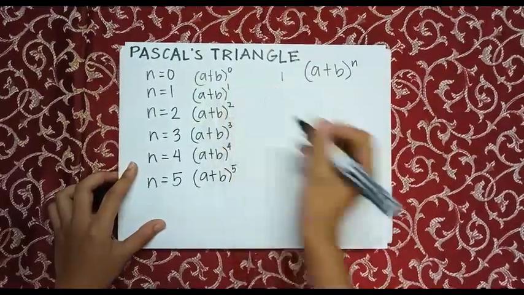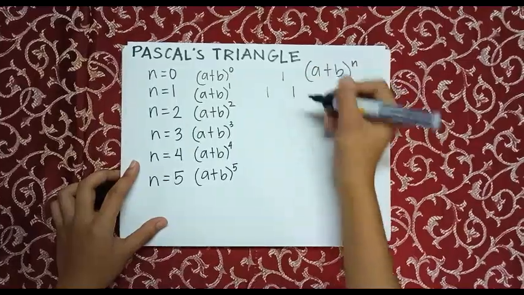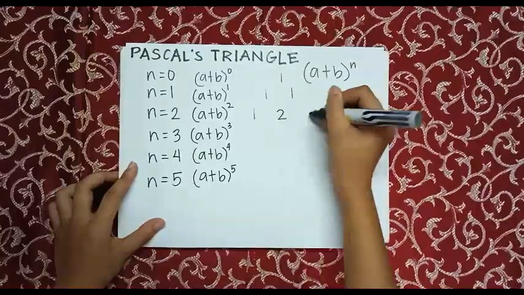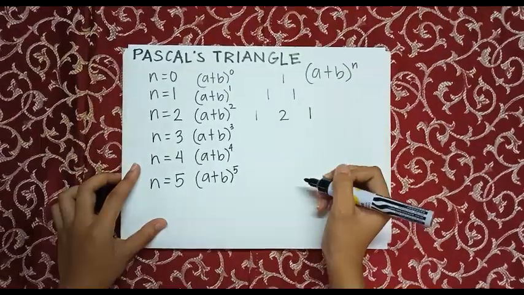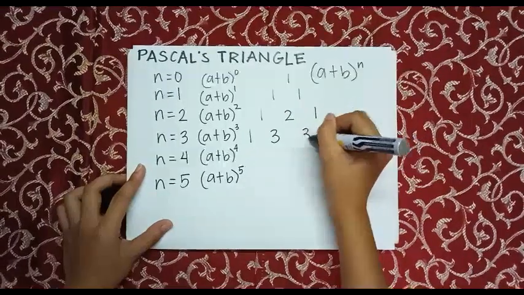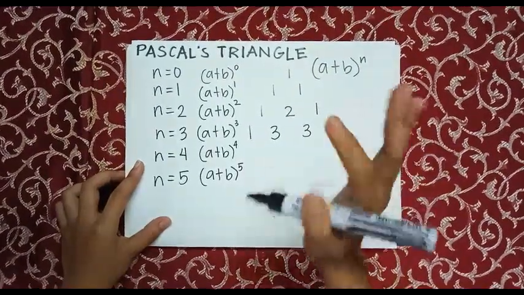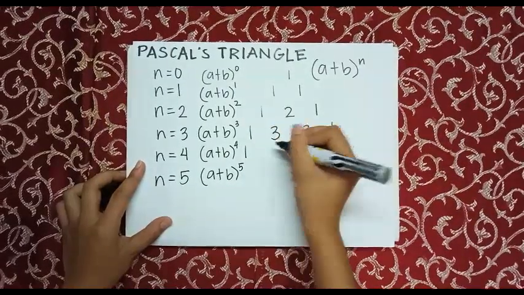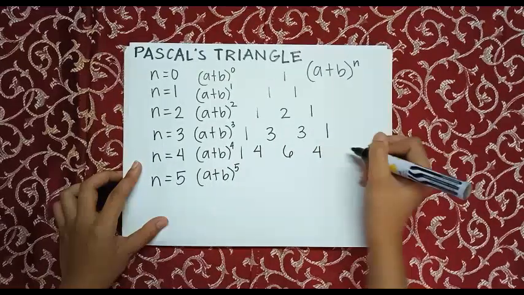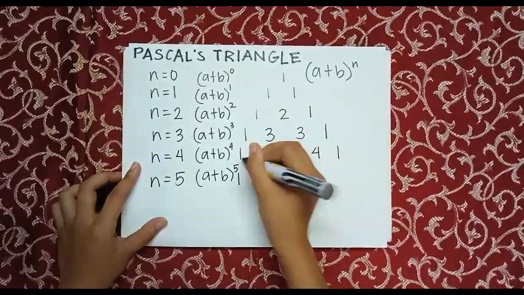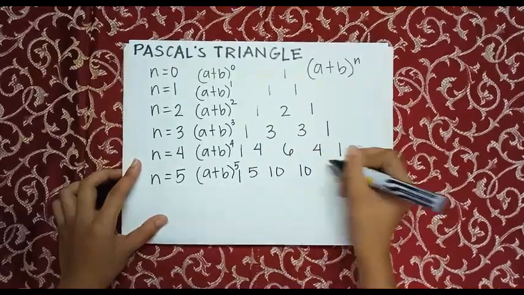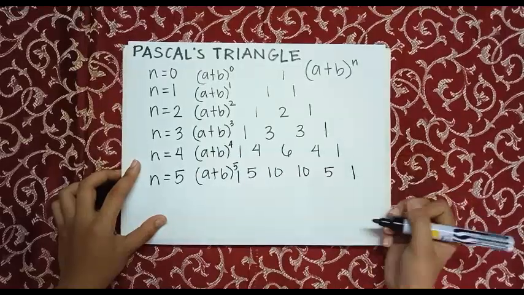So we'll start from 1, and then the succeeding row 1 1. The succeeding row can be obtained by adding elements of the previous row, so we'll have 1 2 1. 1 plus 1 is 2, 1 plus 2 is 3, 2 plus 1 is 3, and then 1. Then 1, 1 plus 3 is equal to 4, 3 plus 3 is 6, 3 plus 1 is 4, and then 1. Next is 1, 1 plus 4 is 5, then 10, 10, 5, and then 1.